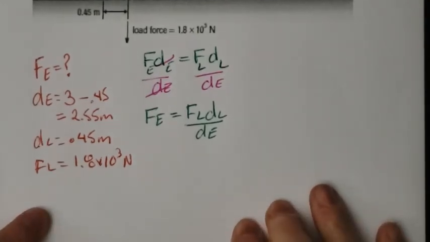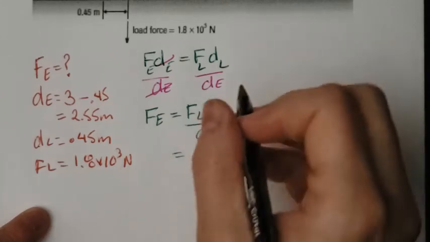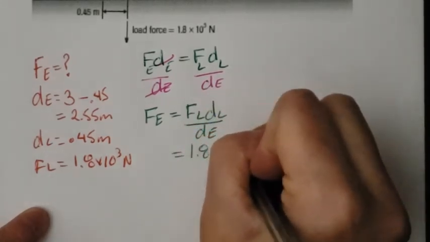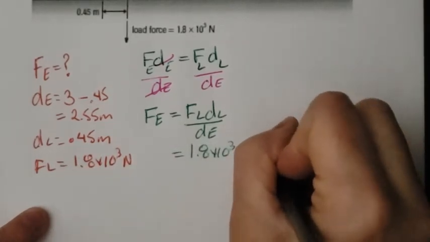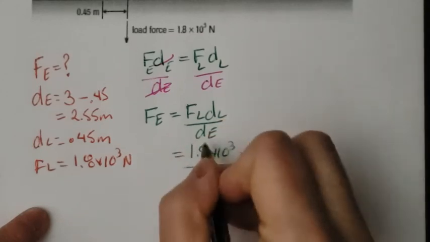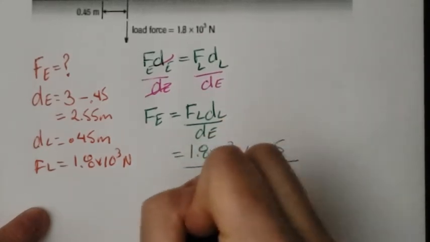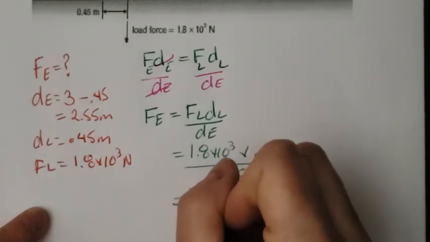Now all I have to do is just put in my given information. The load force was 1.8 times 10 to the 3. The load distance was 0.45. Distance of the effort was 2.55. When I plug that into my calculator, I get 317.6 newtons.